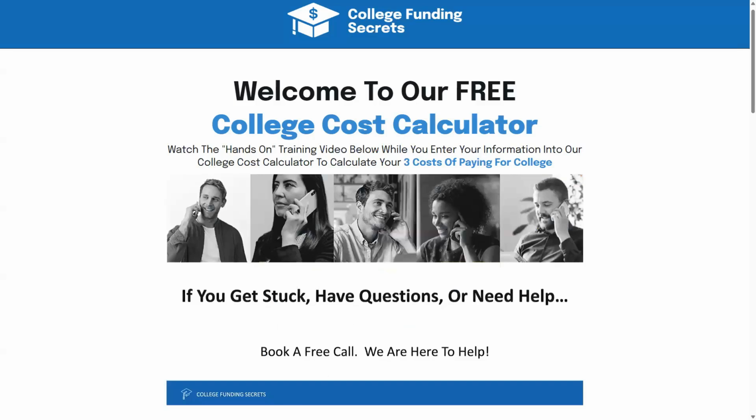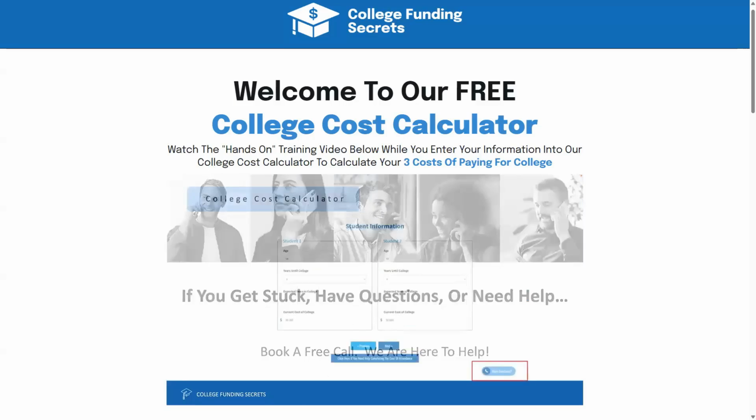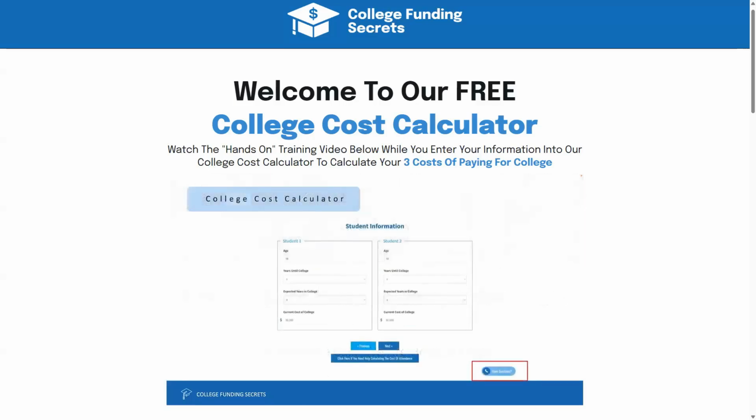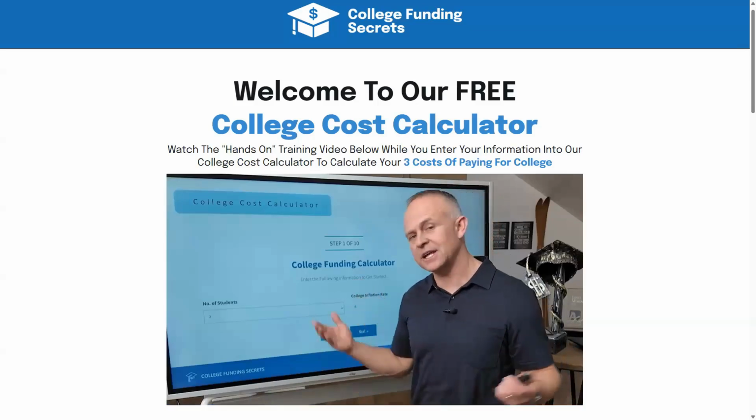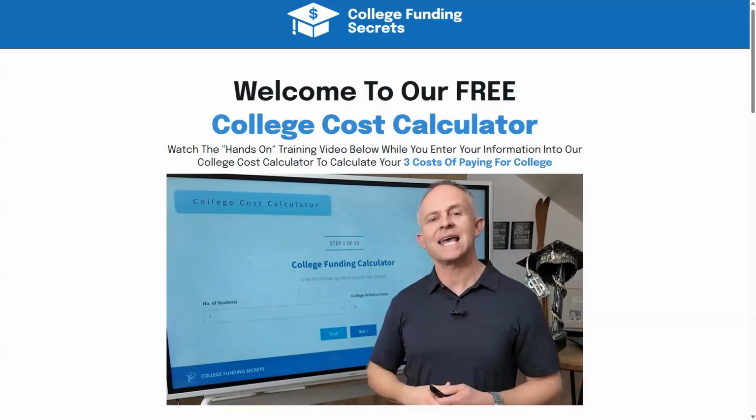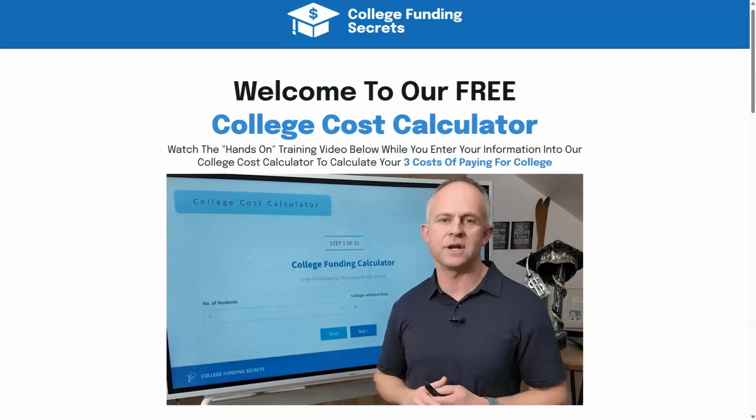Now, if you get stuck at any point in time with this calculator, click this little button down here in the bottom right-hand corner and book a call with us, and we will help walk you through this calculator and answer any questions that you might have. So click that link anytime. It's on every page of the calculator. Okay, that brings us to step one of the calculator. Let's dive into that calculator now and start filling out your numbers.